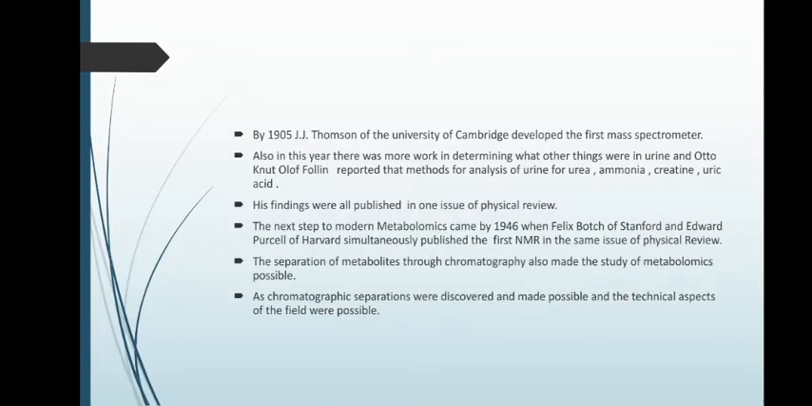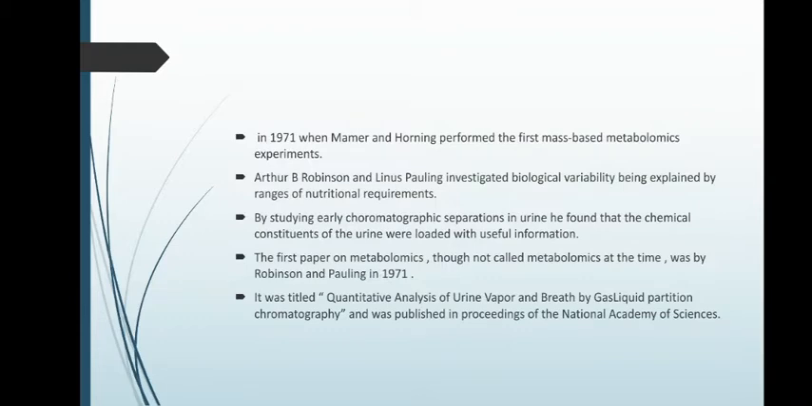Another man, J.J. Thomson, developed the first mass spectrometer. Some other techniques were also developed by different scientists. Those techniques are nuclear magnetic resonance and chromatography. The first paper on metabolomics, though not called metabolomics at that time, was published by Robinson and Pauling in 1971. The name metabolomics was coined in the late 1990s.